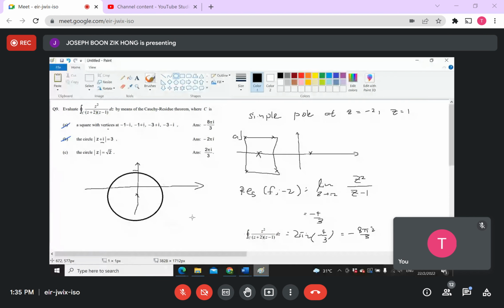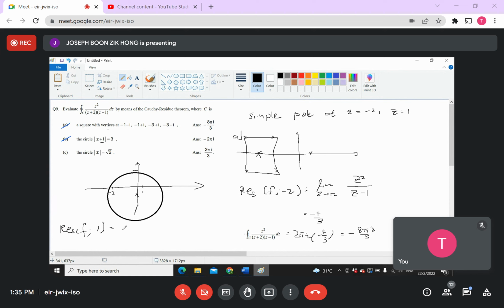Okay, so z equal to negative 2 and 1. 1 is here. Negative 2 is somewhere here. So both should be inside. Both are inside, that means you have to find out the residue of f at 1 also. For negative 2, I found it just now already, so no need to do it anymore. But now I need to find the one for 1.